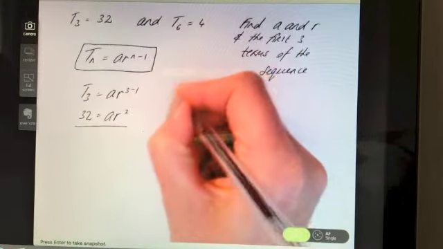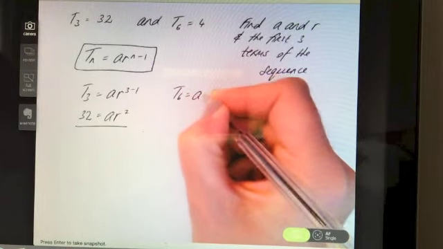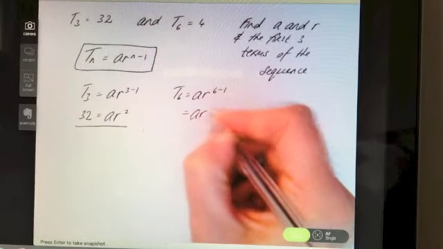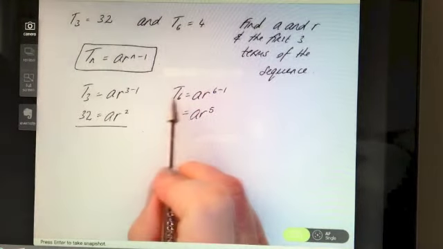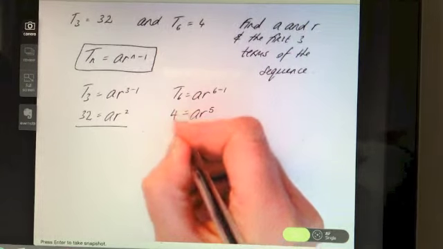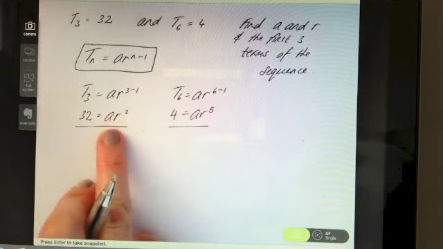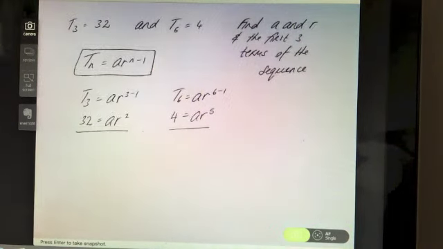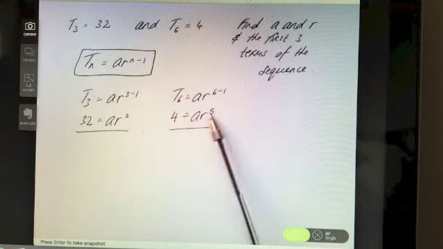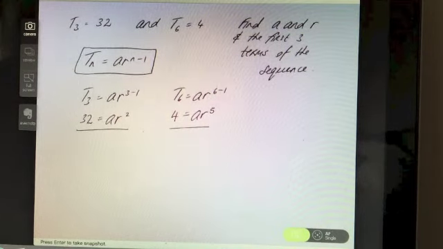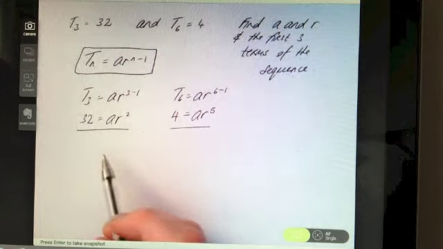And then we have that T6 is equal to a, we don't know, r, we don't know. n is 6 minus 1. So we have ar to the power of 5. And that sixth term is, of course, 4. So put that in, and that's as far as I can go there. So now what we've got to do is work with these two equations. As is the case with all non-linear simultaneous equations, what I mean by that is anytime you have a power, we can't go down the elimination road, we have to go down the substitution road with our simultaneous equations.